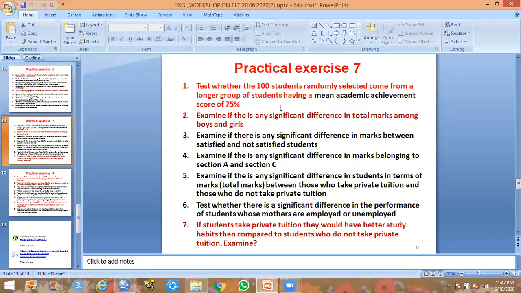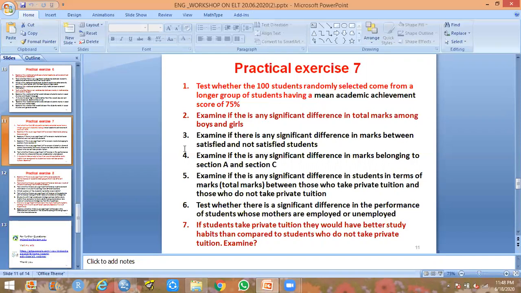Now here we need to set up the hypothesis. My null hypothesis is that the mean academic achievement score of these 100 students is 75%. This you call the population mean, that larger group you are taking now. The alternative hypothesis is that the mean academic achievement score is not 75%. Like that, you can set up the hypothesis.